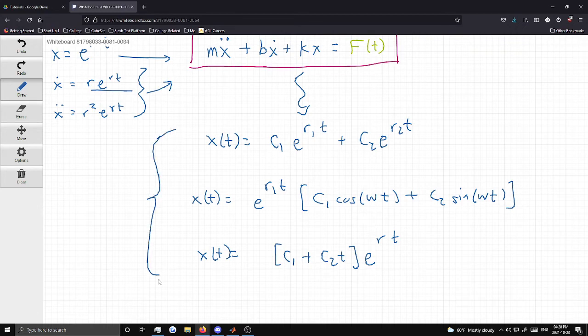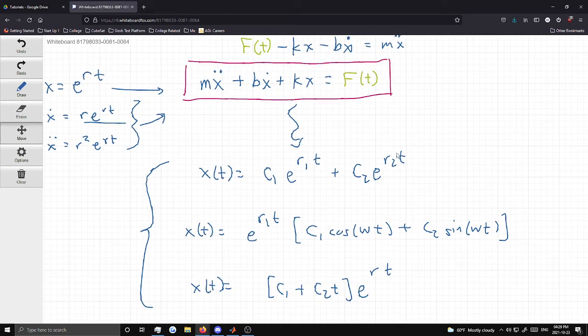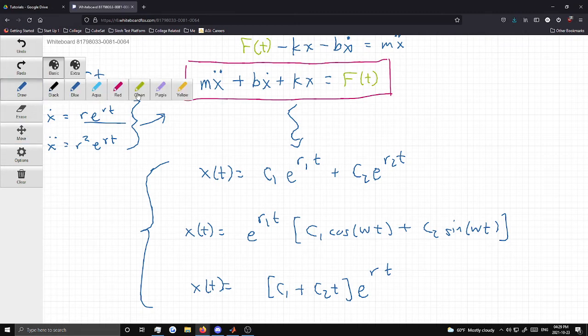All three of these are completely different behaviors, and this is something you would learn in a differential equations class. These are exact solutions to this differential equation. If you went and substituted these in here, you'd find that it does in fact hold true.